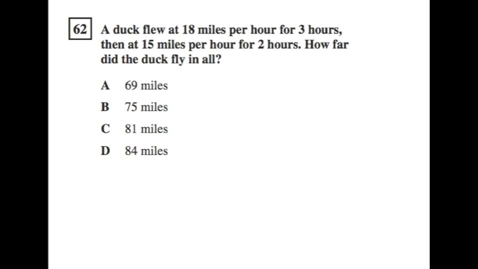So let's start with the first set of numbers we have, which is a duck flew 18 miles per hour for 3 hours. 18 miles per hour means that in 1 hour, the duck will fly 18 miles. And we know that he flew for 3 hours at this speed. So that means we have to multiply 18 by 3 because it's 18 miles per hour and for each hour, and he flew for 3 hours. So 8 times 3 is 24. Carry the 2. That's going to give us 54. So he went 54 miles going 18 miles an hour. So in 3 hours, he went 54 miles.